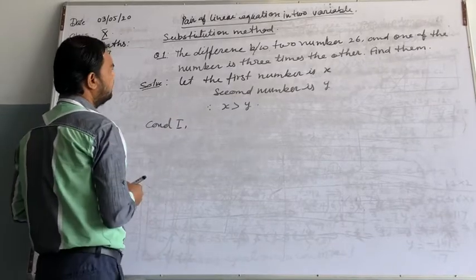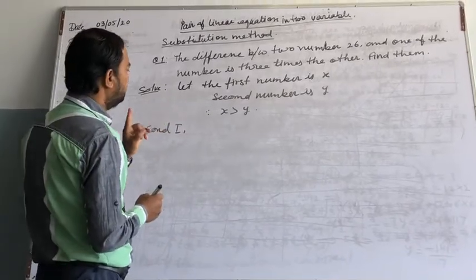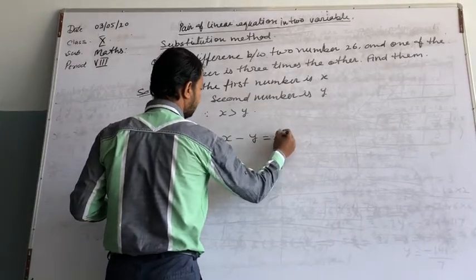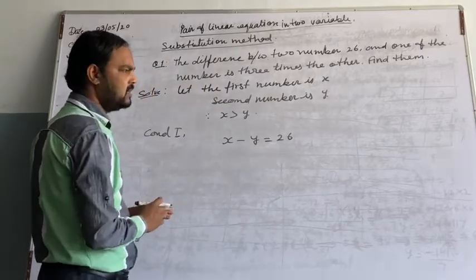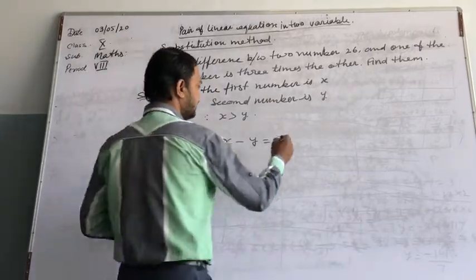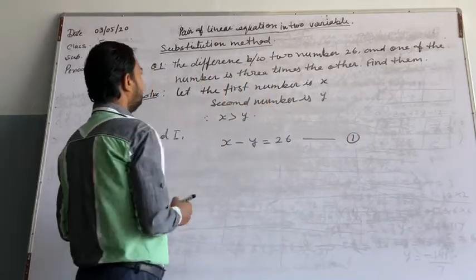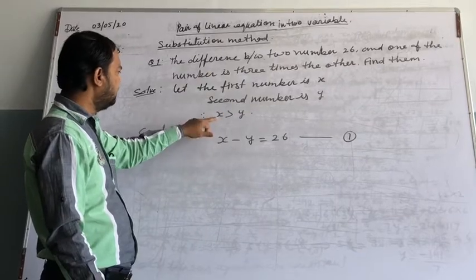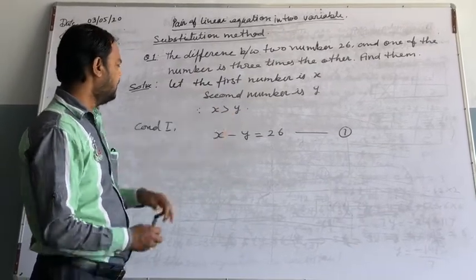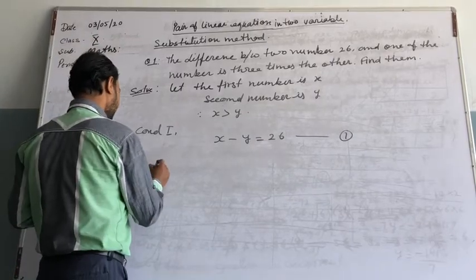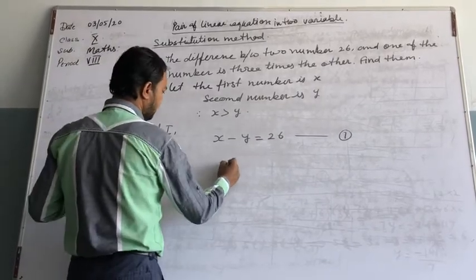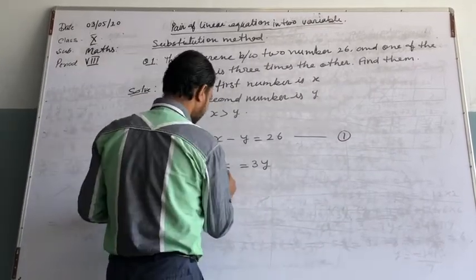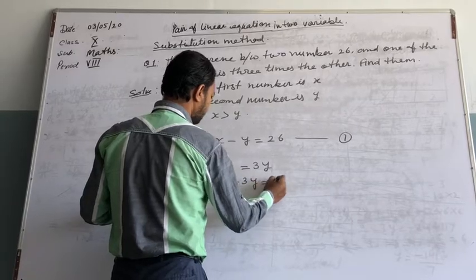what is the first condition? The difference between two numbers is 26, which means x minus y equals 26. Since x is greater, when you subtract y from x, you get 26. This is equation number 1. Now the second condition: one of the numbers is 3 times the other. The greater number, x, will be 3 times y. So condition second is x equals 3y. We can also write it as x minus 3y equals 0.